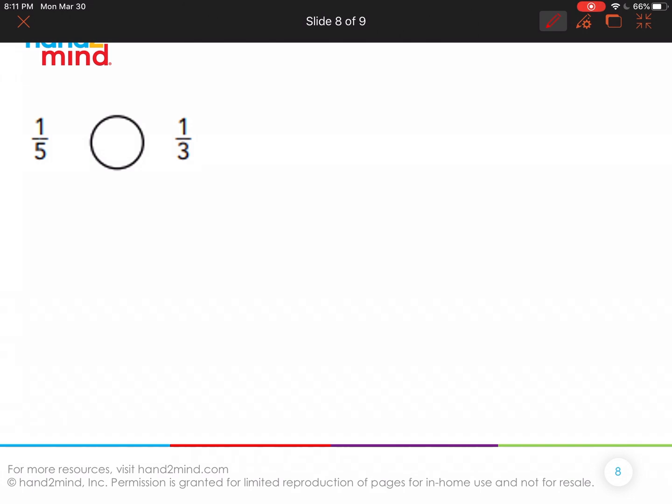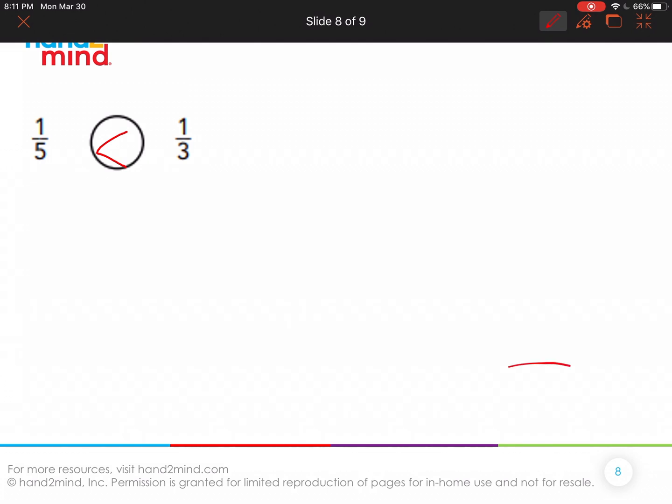So is 1/5 greater than, less than, or equal to 1/3? Did you say less than? And if you said less than, did you say it because if I was sharing a pizza with 5 people versus 3 people, if I had to cut it in 5 equal pieces, those pieces are going to have to be smaller than 1/3? 1/3 pieces are going to be larger because they don't have as many cuts, so I'm going to get bigger pieces. So 1/5 has to be less than 1/3.